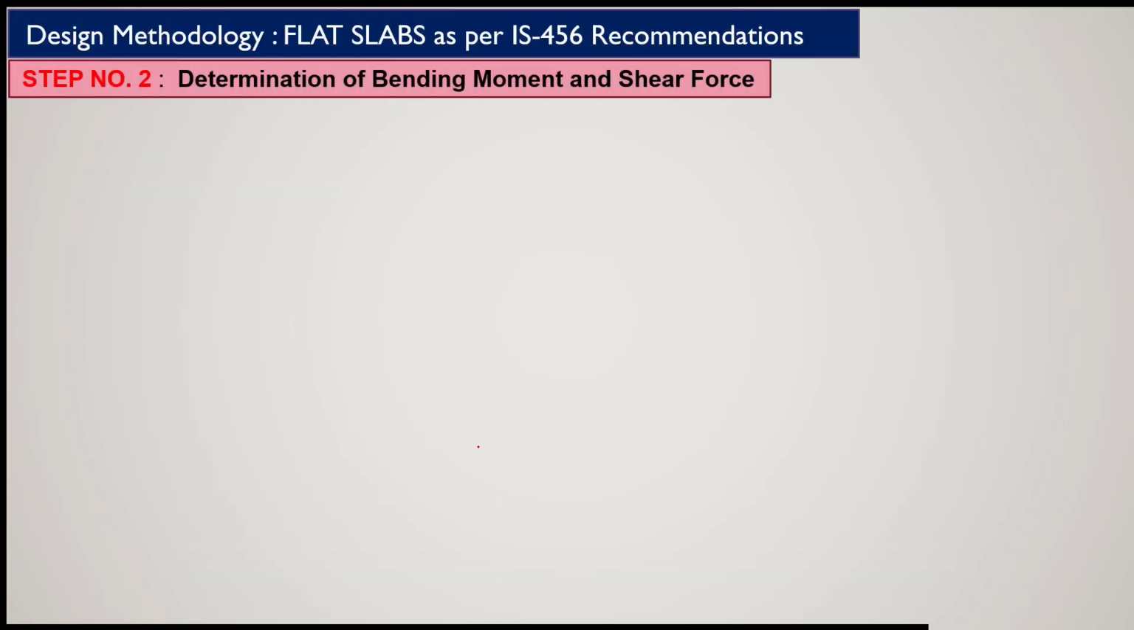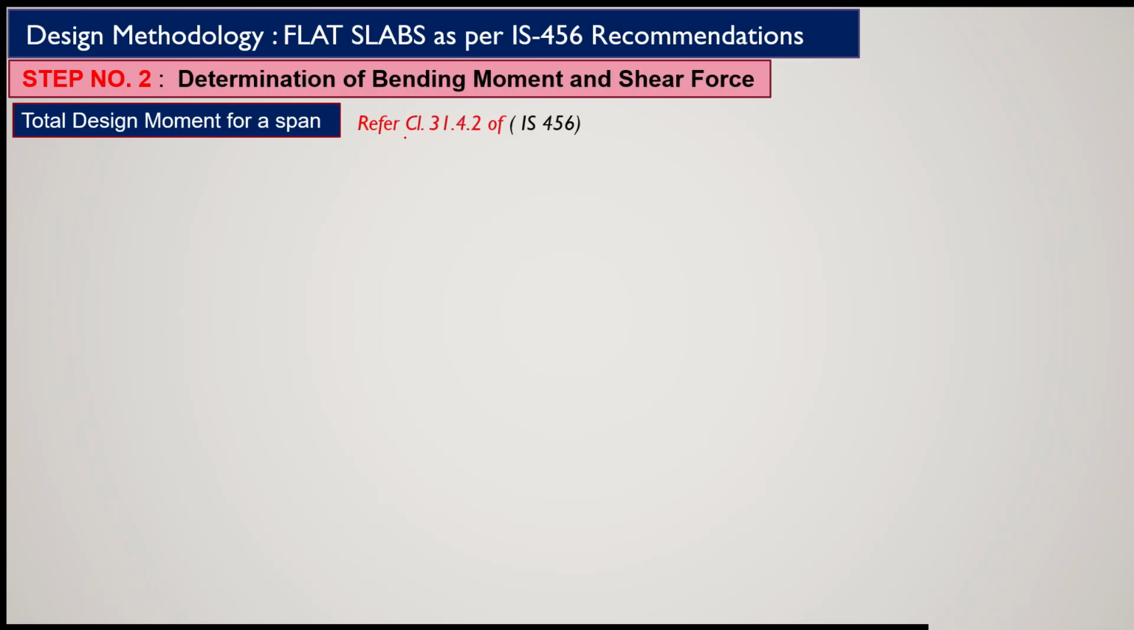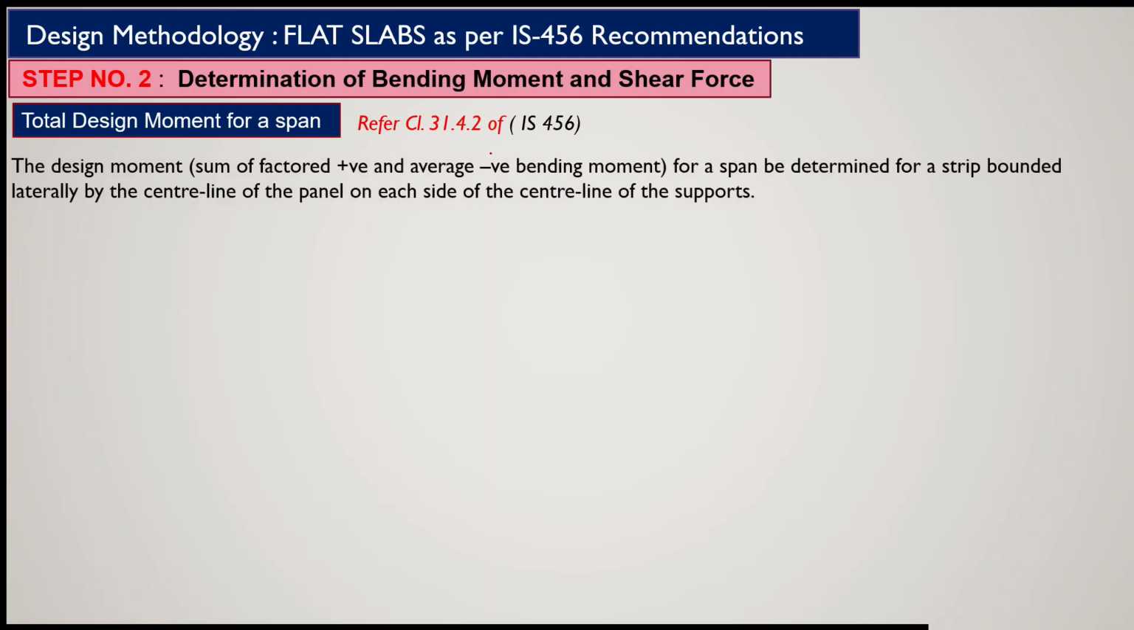Now again, in the continuation of step number 2, first of all we will be finding the total design moment for a span. That means for different spans you will have to do the calculation. So total design moment, first of all we will be calculating for a particular span. For detail we have to refer clause number 31.4.2 of Indian Standard Code 456. Now you have to listen to this lecture very carefully, otherwise you will not be able to design accurately.